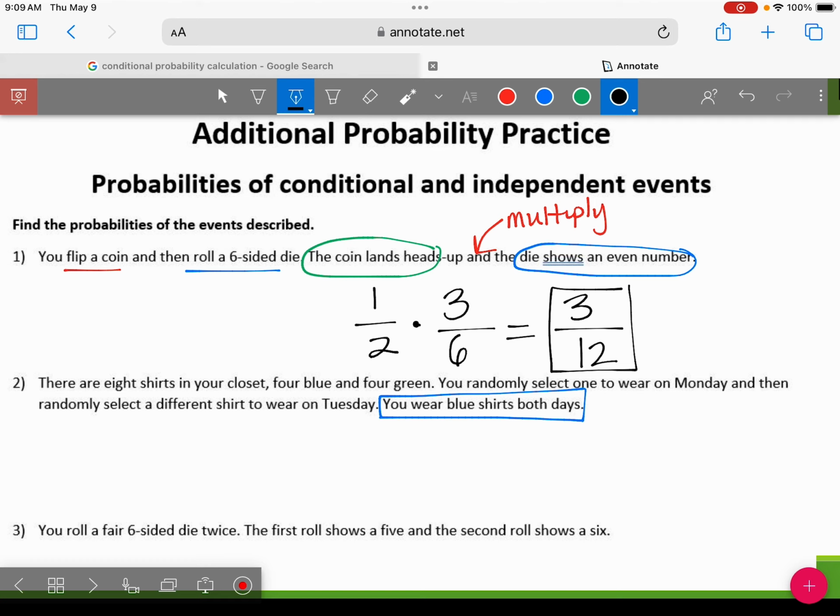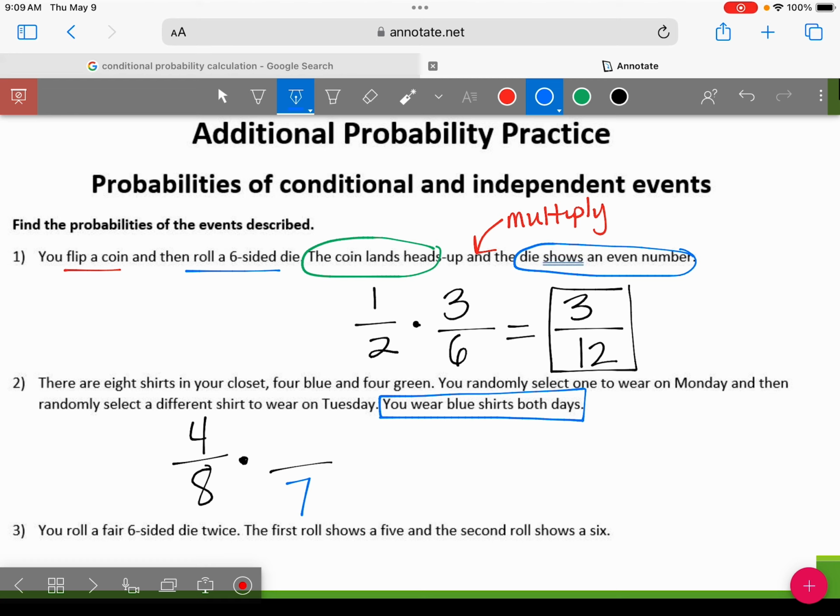How many shirts do we have altogether? 8. And how many of them are blue? 4. But then on Tuesday, because we're not nasty people, we're not going to wear the same shirt, right? When we take it out, we put it in our washing machine or in our little laundry basket. So the next day, when we go to our closet, how many shirts do we have? We don't have 8 anymore because we wore 1. So this is going to change to a 7.